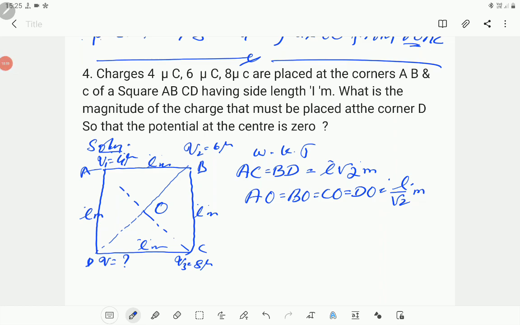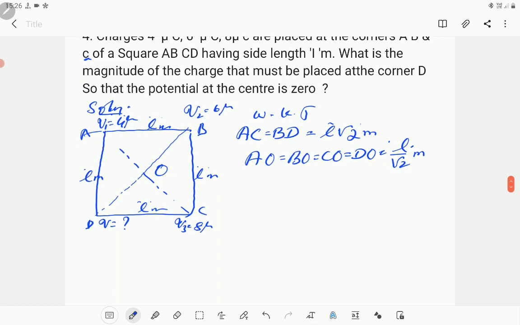Move on, children. Fourth one: charges 4 microcoulomb, 6 micro, 8 micro are placed at the corners A, B and C, big C, of a square ABCD having side length L meter. What is the magnitude of charge that must be placed at the corner D so that the potential at the center is 0? Potential at the center is 0 at only one point. And we have solved a problem like this.